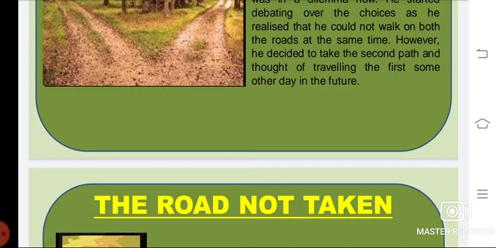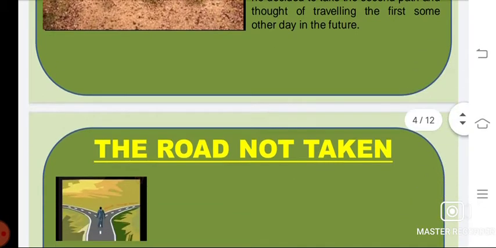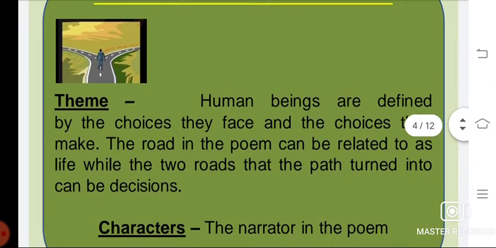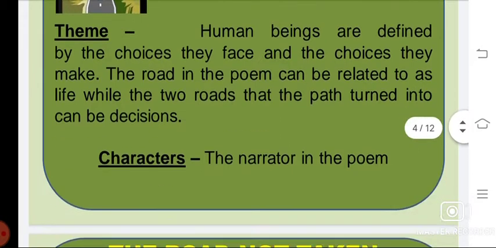but he knew that way leads on to way, so he would never come again to that point. The theme of the poem is that human beings are defined by the choices they face and the choices they make. The road in the poem can be related to life, while the two roads that the path turned into can be decisions.